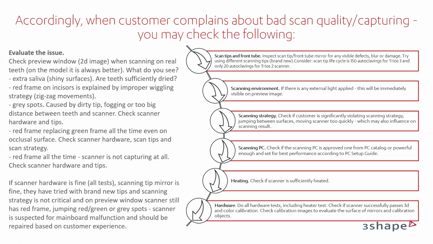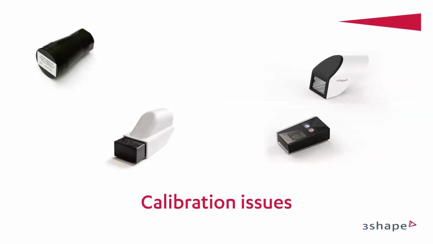We need to do some hardware tests, including the heater test, and check if the scanner passed all of the tests successfully. Also check if the 3D or color calibration passed successfully. And for example, you also need to check the calibration images to evaluate the surface of the mirrors and calibration objects as well. So now we're passing to some calibration issues that may also be faced by our customers.